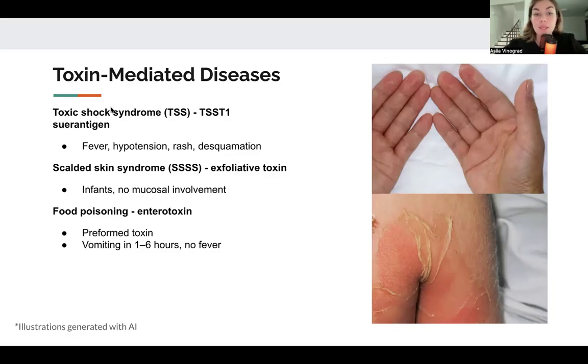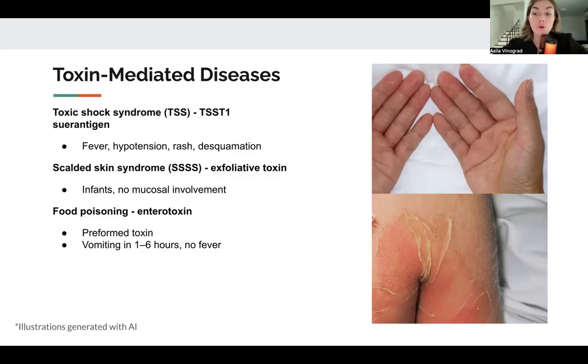Second is staphylococcal scalded skin syndrome, SSSS. The toxin here is exfoliative toxin. It breaks down desmoglein 1. That's the protein that holds skin layers together. When it is destroyed, the skin literally peels like this. And this happens almost exclusively in newborns and infants.